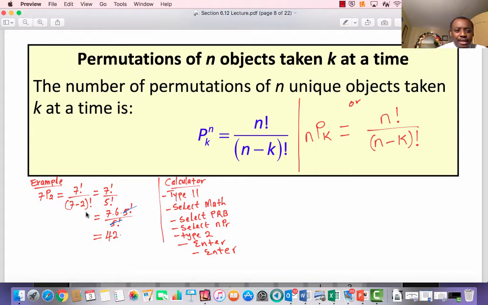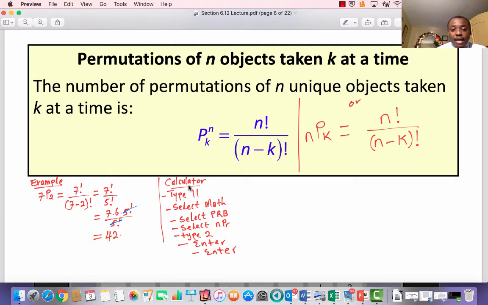Now let's look at a quick example here. 7 permutation 2 would be 7 factorial divided by 7 minus 2 factorial, which is 7 factorial divided by 5 factorial. Now we can actually use technology to solve this, or we can do it manually. 7 factorial is the same as 7 times 6 times 5 factorial, all of that divided by 5 factorial, and I can cancel out the 5 factorials, and I'm left with 7 times 6, which is 42. As easy as that.